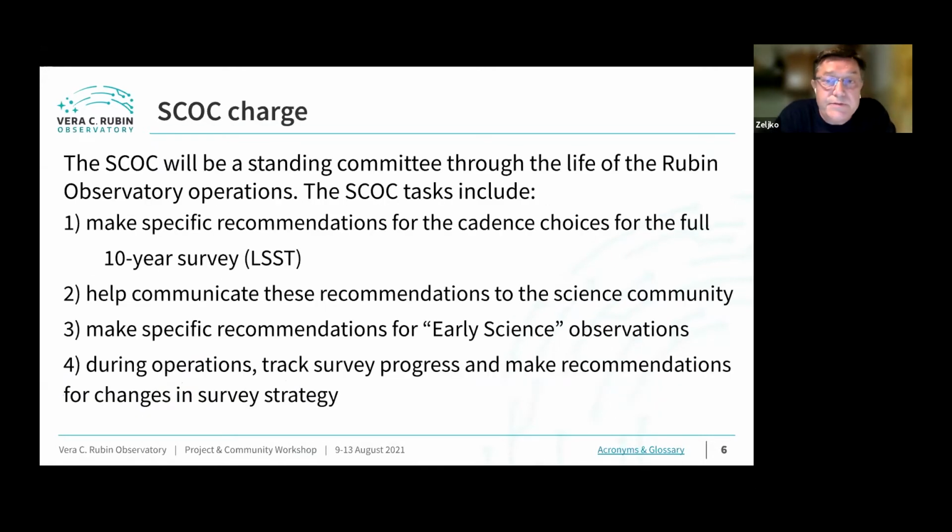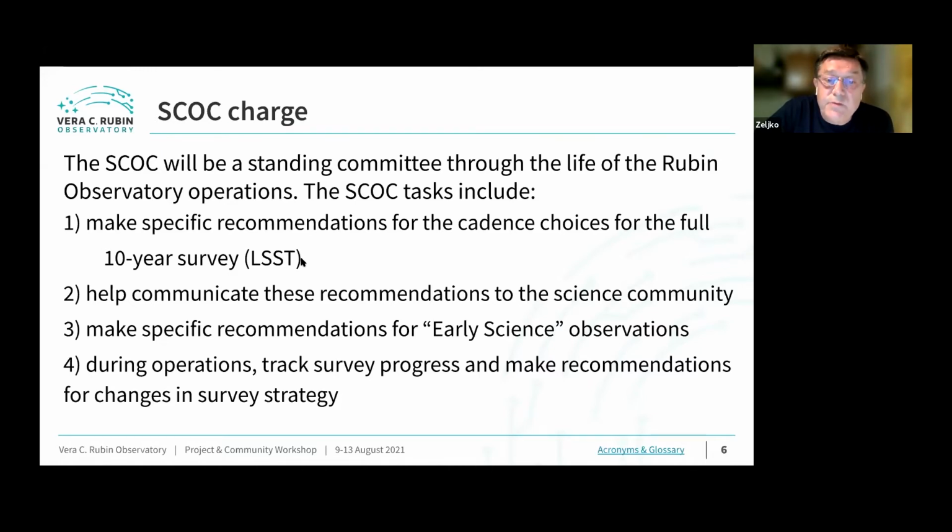So SCOC is charged with several things. It will be a standing committee through the life of the Rubin Observatory operations, at least for LSST. The first immediate task for the SCOC is to make specific recommendations for the cadence choices for the full 10-year survey. Again, we need a strategy to start with. This is not saying that it's set in stone for 10 years, and that if we realize how we can improve what we do, that we will not do it. Of course, we will do it. But we need now to agree on how we will start the survey.